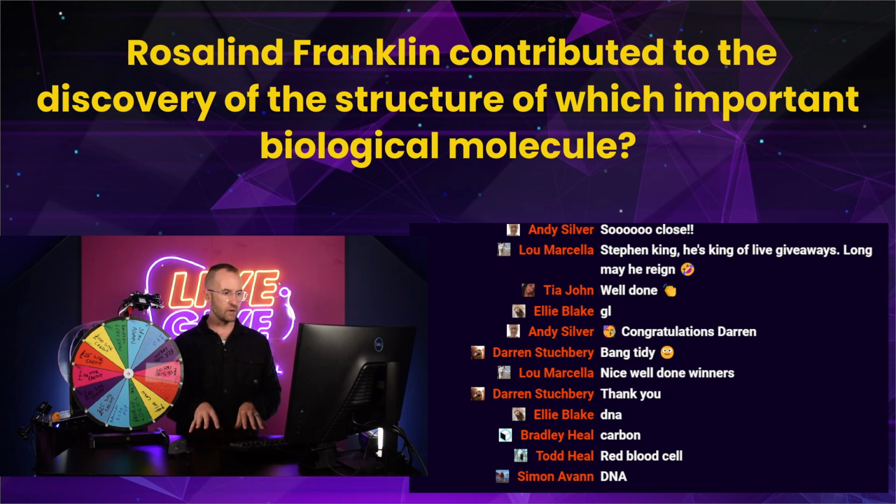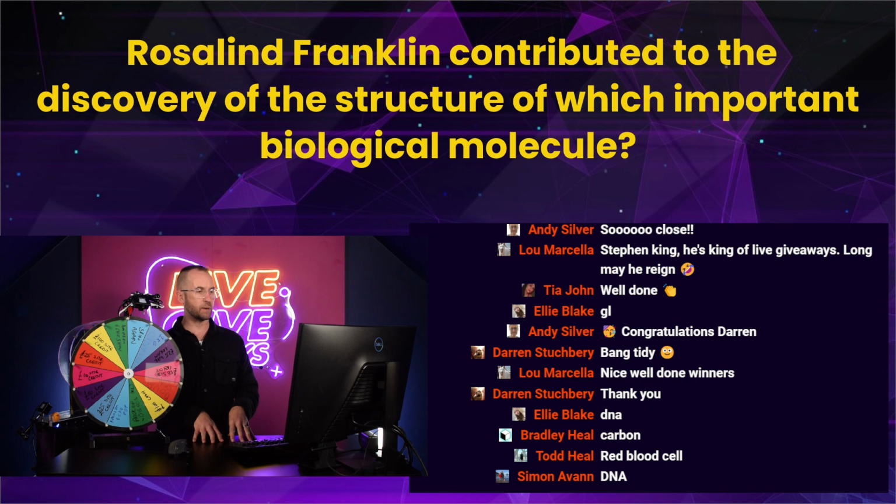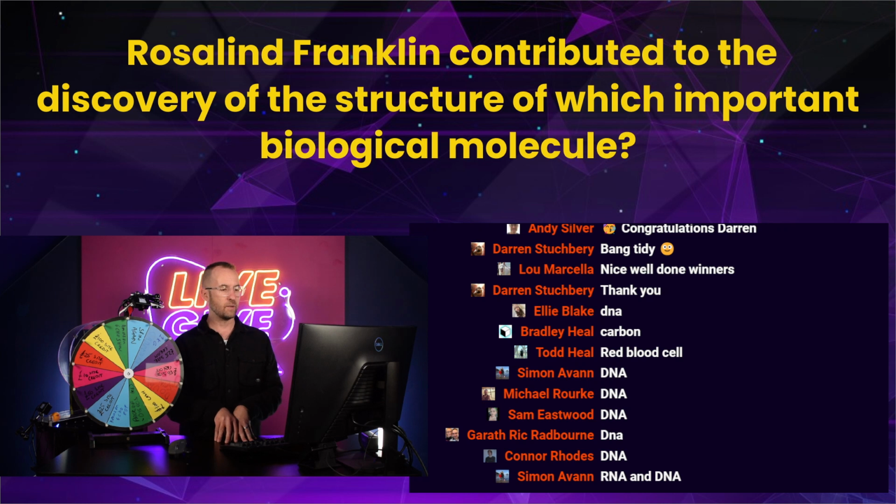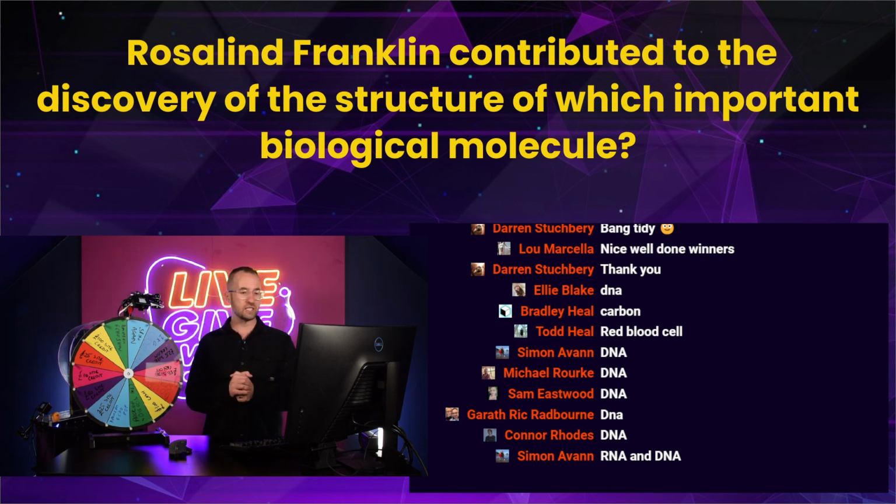What have we got? Okay, I think we have a straight winner. And I'm not going to make caps an essential. Ellie Blake is our winner straight off the bat there. You can see it there. Todd Hills, no, she didn't discover the red blood cell, but not a million miles away. Bradley Hill, no, she didn't discover carbon. And it's always interesting, this term discovery, because it was always there. Things like DNA, it was actually always there. But congratulations, Ellie.